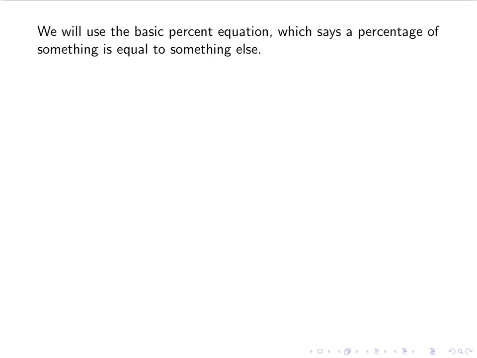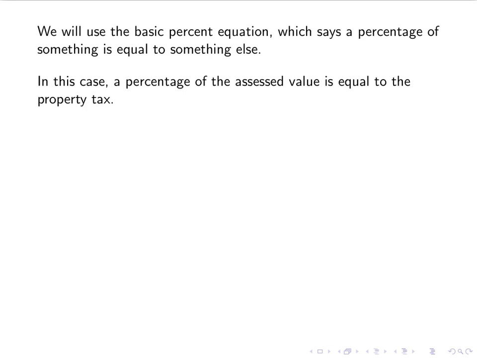And we'll be using what we call the basic percent equation, which says that a percentage of something is equal to something else. And in this case, a percentage of the assessed value is equal to the property tax, which gives us the equation R times A equals T. So R being the property tax rate, A being the assessed value, and T being the property taxes.